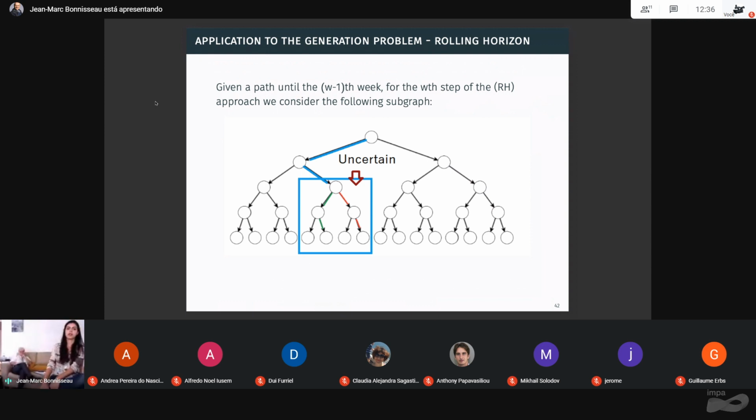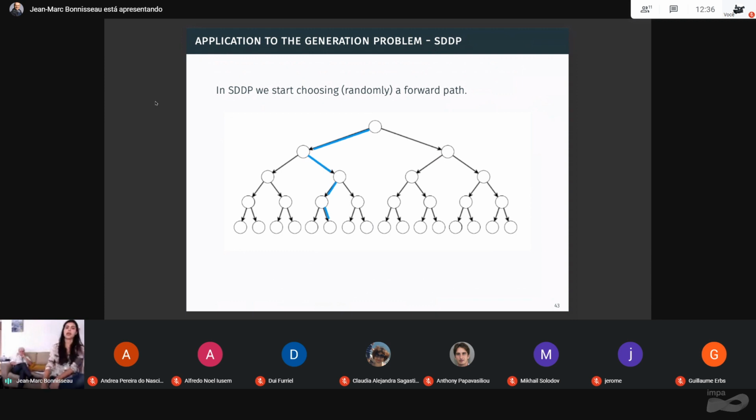Paths in red and in green represent some samples that we take to represent randomness in this three-stage problem, in the future cost function. It's different, for example, from SDDP, the stochastic dual dynamic programming. For SDDP, we start by sampling randomly a forward path. For this forward path, for each node, we take a first-stage decision with the approximation of the future cost function we have at the moment.